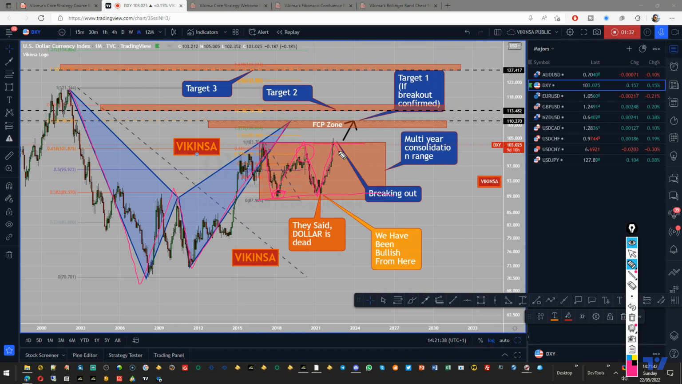The market can still fall down, but you see, we have a multi-year W pattern forming, which can push the price into the 110 FCP zone, and if it continues to go higher, then it can continue to go to the 113 FCP zone. If it goes even beyond that, then we can also look at the dollar reaching the 127.4 FCP zone. So this is quite a possibility. This is the long-term analysis on the bullish side of things.